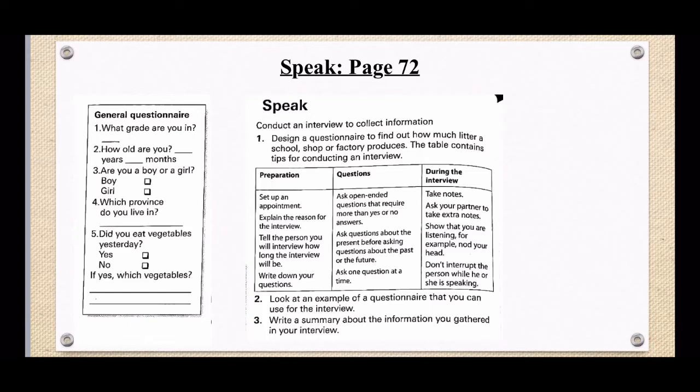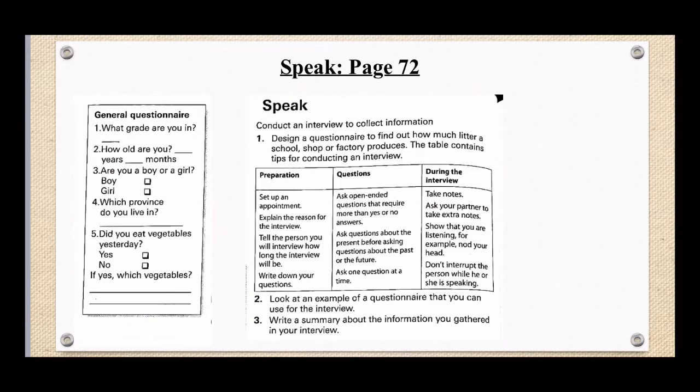Then lastly, during the interview, you need to take notes. You can ask your partner to take extra notes. Show that you are listening and showing interest. For example, you will nod your head. And lastly, don't interrupt the person while he or she is speaking. Very, very important. So those are some tips for conducting an interview, right?